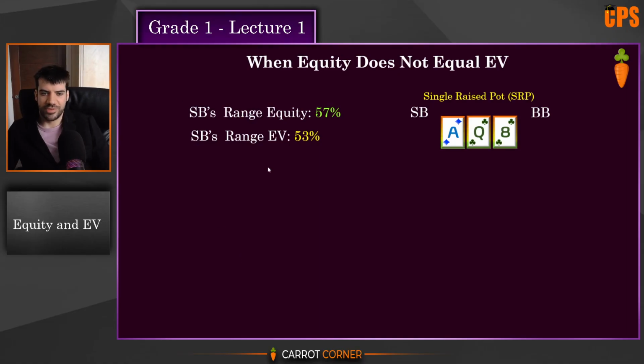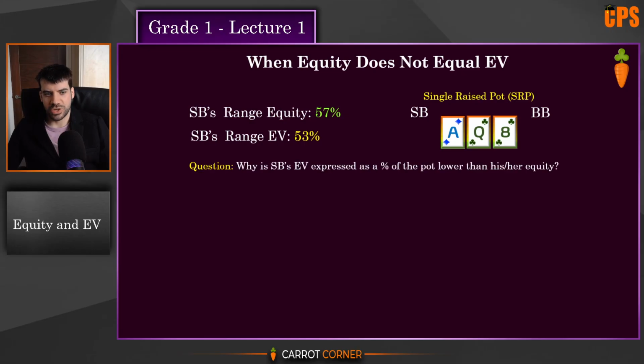Small blind's range EV, however, is considerably lower, coming in at only 53%, and the problem here is that being out of position just doesn't allow the small blind to control pot growth as easily, doesn't allow him to progress through the hand as frequently, and lowers the EV of calling or making future bets, forcing him to give up on hands more often. So here's a question.